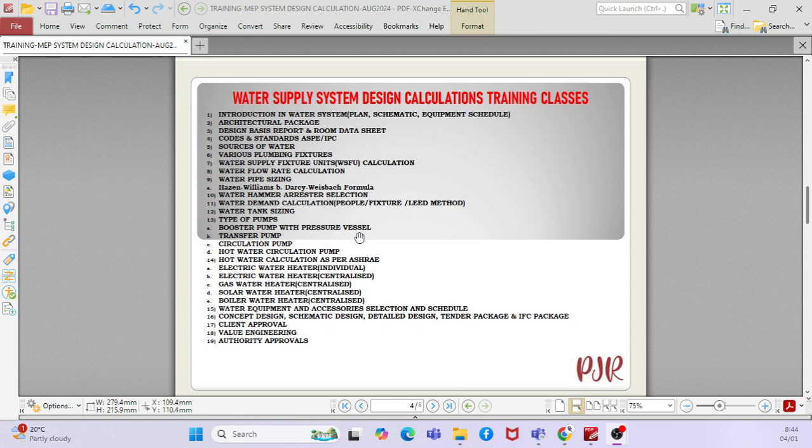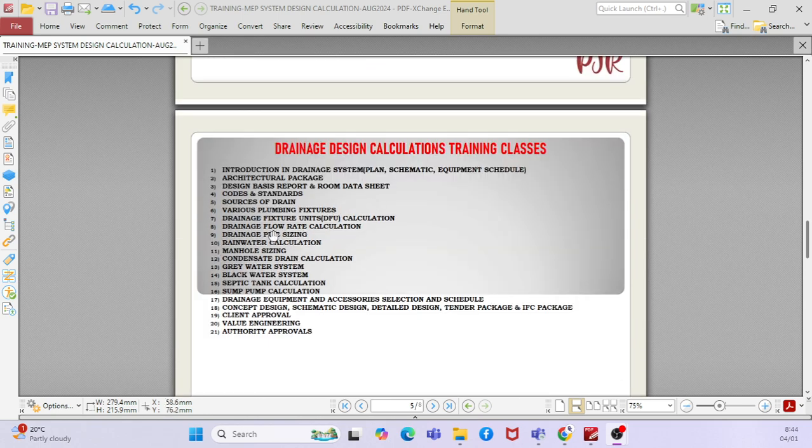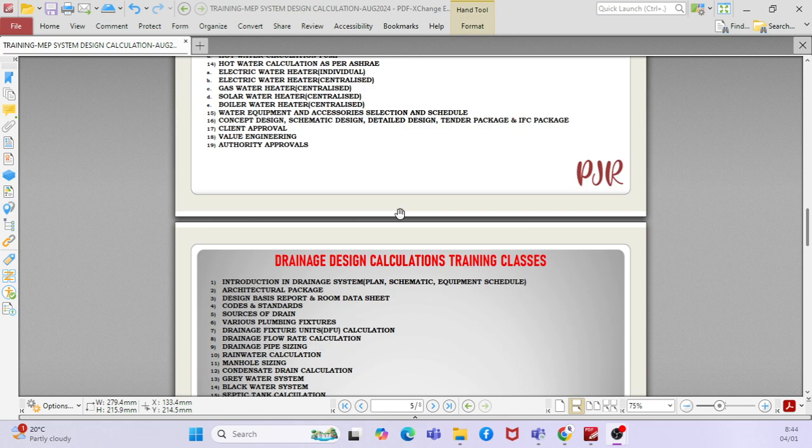Right. Then if you talk about drainage calculation, again you will have a drainage fixture unit calculation, then flow rate calculation, drainage pipe sizing, manhole sizing, condensate drain calculation, and grey water pipe. You need to understand what the grey water system is, what the black water system is, and the requirement for septic tank calculation and sump pump calculation. So these are all the things we will go through during the drainage calculations.